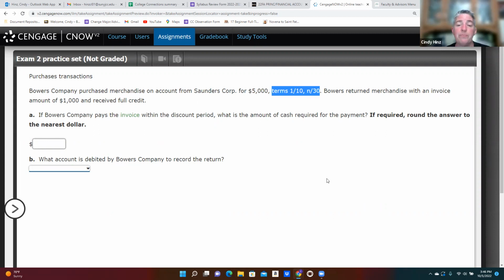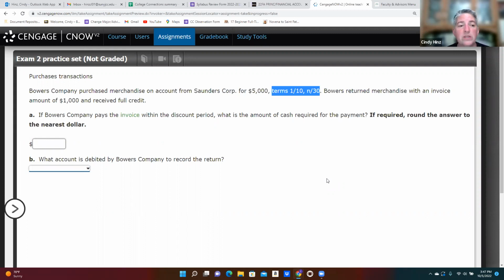What it means is if we pay within 10 days of the invoice date, we can take a 1% discount on the merchandise, not on any freight that might be applied. And if we do not pay within the 10 days, the full amount of the invoice, without discount, is due within 30 days.